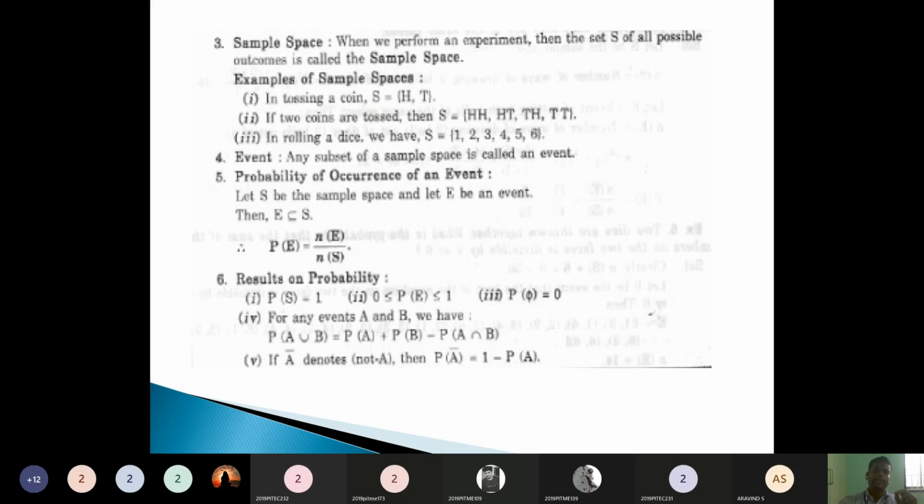Next, for the union of two events, the probability of A union B is equal to the probability of A plus the probability of B minus the probability of A intersect B. You may have learned the set concept in lower classes. And the complement concept: the probability of A complement is equal to 1 minus the probability of A. If you take rolling a die, where event A is getting an odd number, what is the probability of not getting an odd number? That is the complement, 1 minus 3/6, which is 1/2. You have to understand it in that manner.